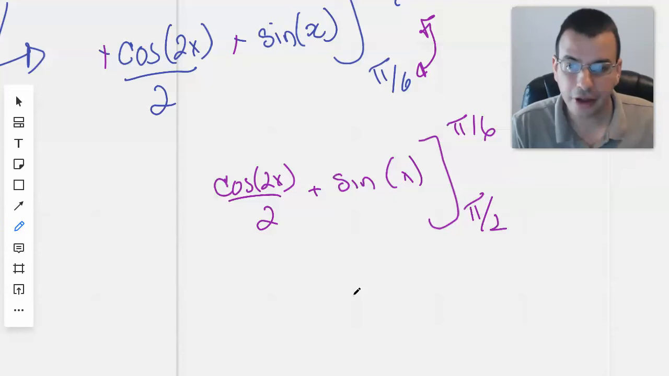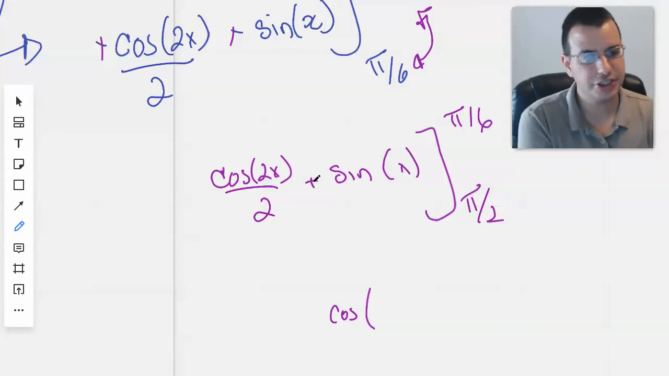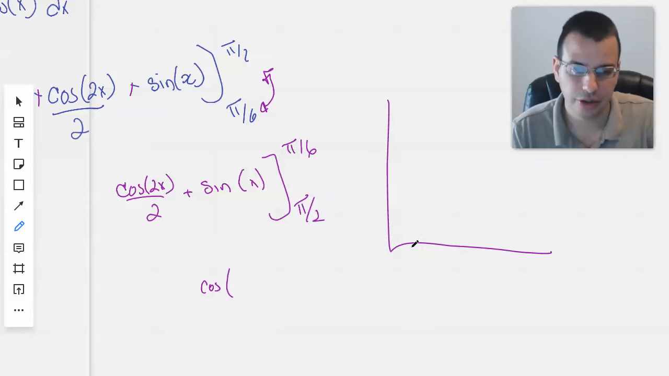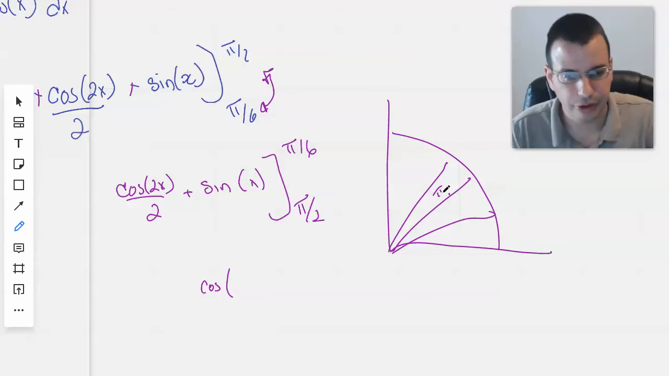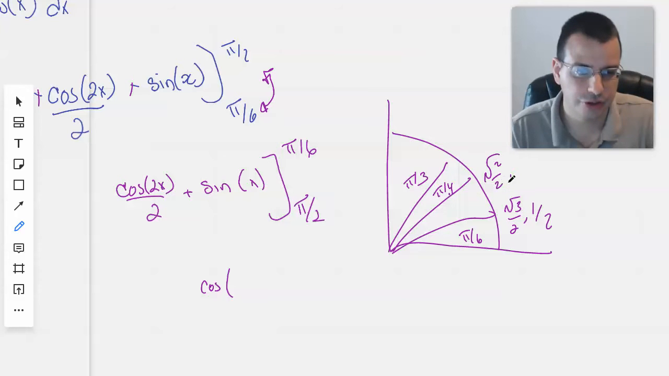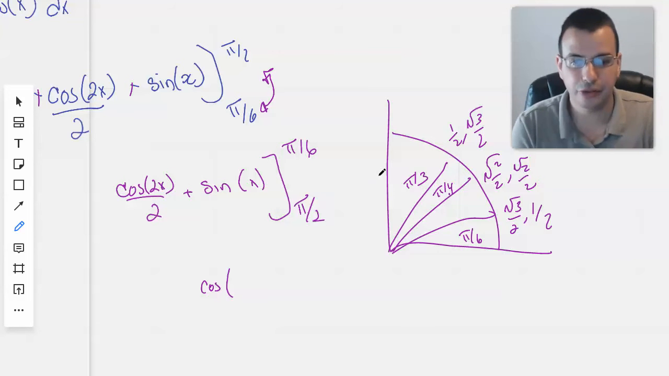We'll see. Okay. So cosine of pi over 6 times 2 would be pi over 3. I'll write out our unit circle real quick. This is our pi over 4, this will be our pi over 6, this will be our pi over 3. This will be square root of 3 over 2, 1/2, this will be square root of 2 over 2, and this will be 1/2, square root of 3 over 2. So this is the x value, that's the y value. So the cosine of pi over 3 will be 1/2.